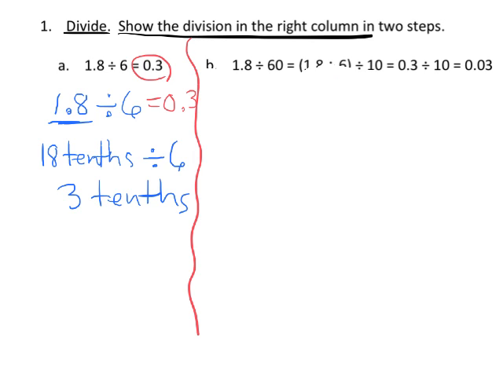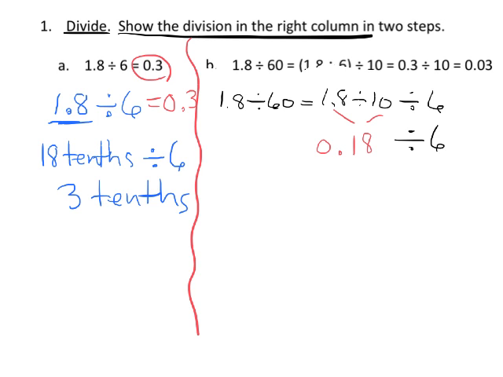So what they do is they start with 1.8 divided by 60, but then they divide by the power of 10 first. So that's going to be 1.8 divided by 10, followed by divide by 6. And in doing that, 1.8 divided by 10, we've learned in a previous module that that is 0.18, or 18 hundredths. And then we're going to do 18 hundredths divided by 6.